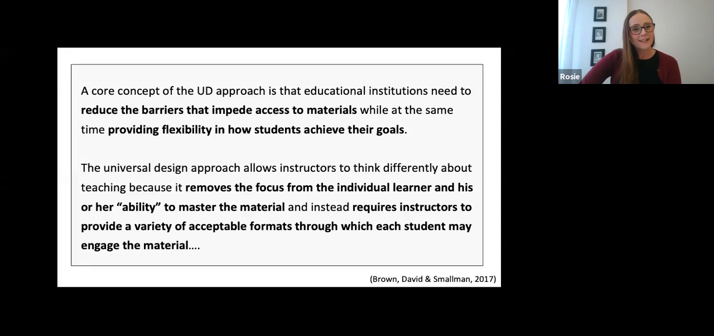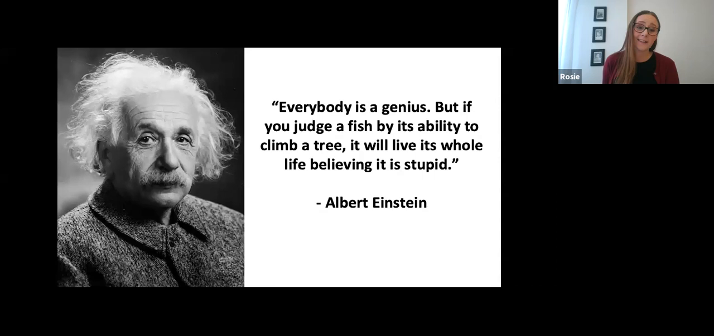On the next slide, you're going to see a quote, and I think this is a really strong place to start thinking about who our learners are. If our learners are like Freddie, what's going to happen to Freddie? He may not feel that he's capable or even intelligent. So when we think of the work of Albert Einstein and one of his most famous quotes, we need to remember that everyone is a genius. But if you judge a fish by its ability to climb a tree, it will live its whole life believing it's stupid.